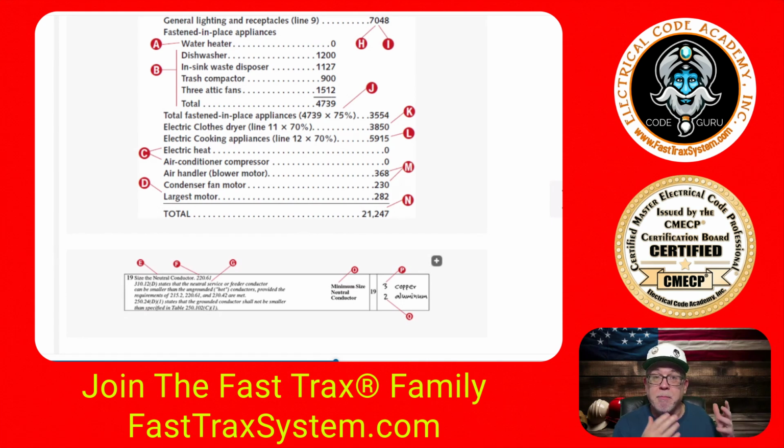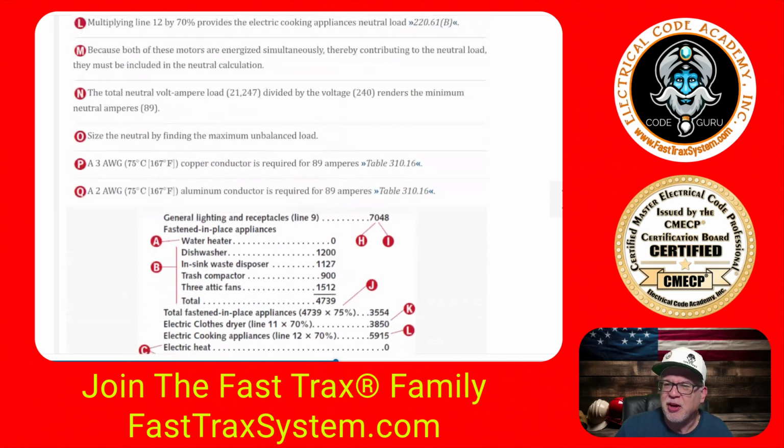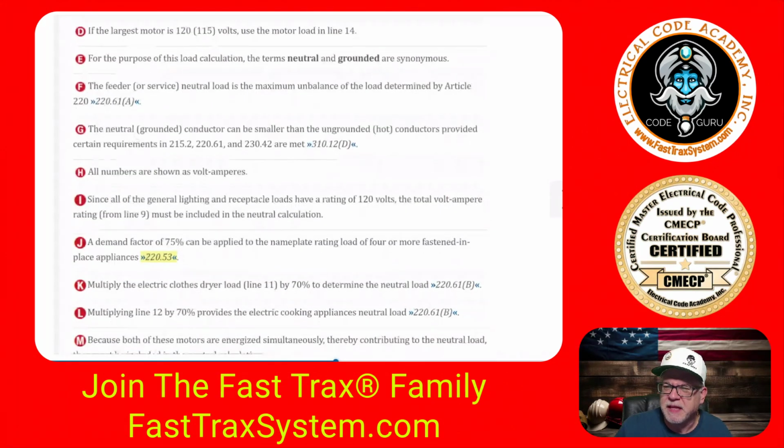We're looking for that motor that's going to give us the largest motor application. The only difference here is in the neutral, we're only looking for those that have a neutral contribution. When we're looking at the hots or the ungrounded conductor, we're looking at all the motors in question, regardless if it's 240 or 120. You get me? Okay. We're doing neutral, so don't get lost. All right, so there you go. There's that one. Now let's go to H.